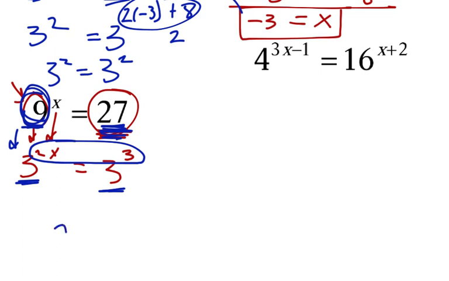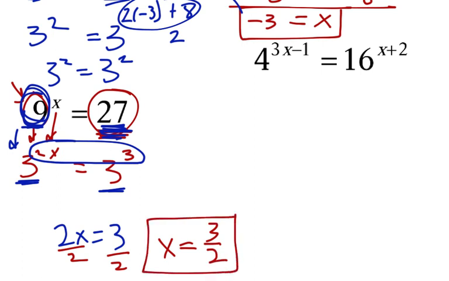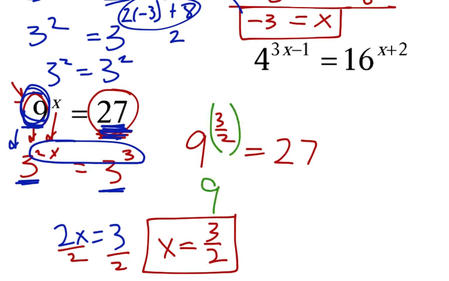So what that means is that 2x has to be equal to 3, which means, if I divide by 2, x has to be equal to 3/2. And that's my answer. Okay? If you raise 9 to the 3/2 power, you will actually get 27 on your calculator. If you wanted to try this, put parentheses around the 3/2, so on your calculator it would look like this: 9, up arrow, parentheses, 3 over 2, and then close parentheses, and you would actually get 27.